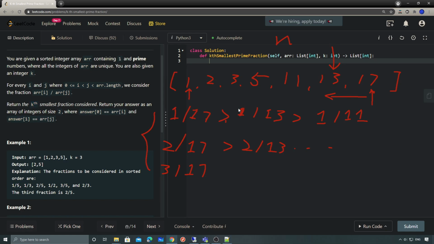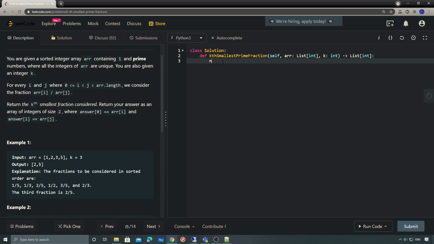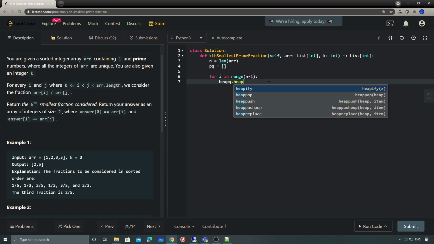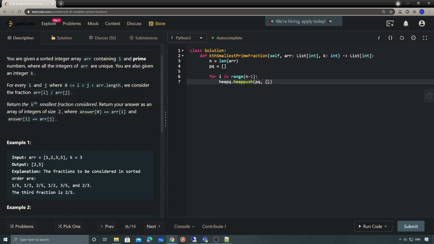Okay, cool. So let's try to code that, right? The first approach: we have n equals the length of the array, and then we have a priority queue. To start with, we loop from 0 to n minus 2, because we need at least 2 numbers. So we do a priority queue heap push, and since we need to sort by the fraction, I'm going to store that fraction as the first element in the priority queue, right?